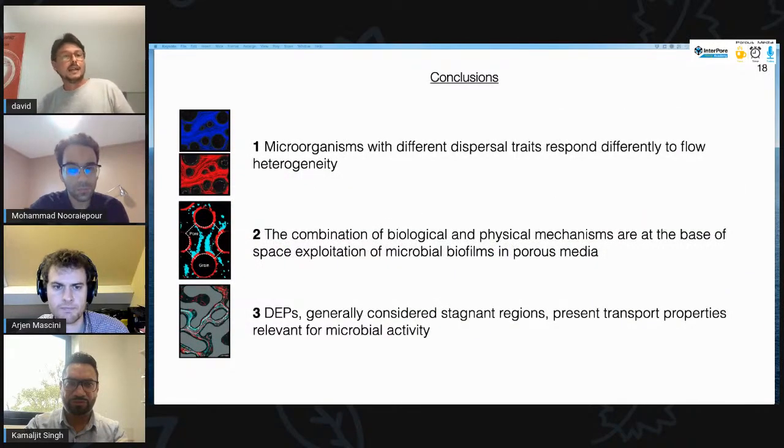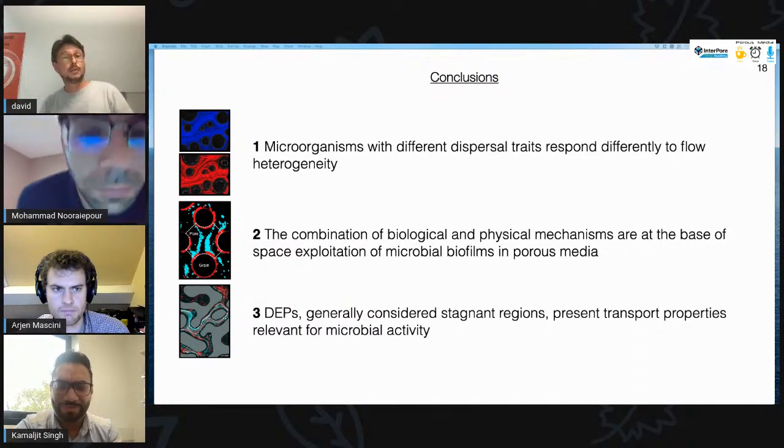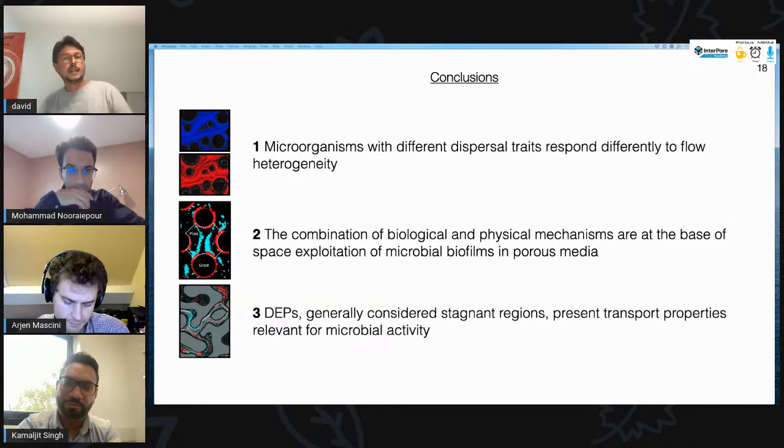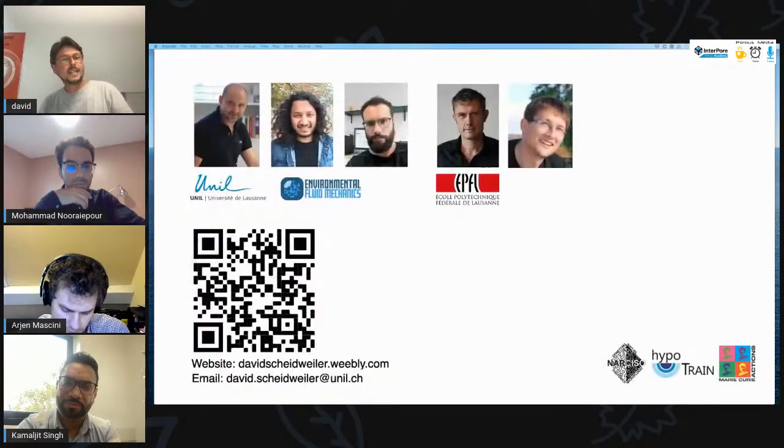Concluding, we have seen in section 1 that microorganisms with different dispersal traits, the motile and non-motile, responded very differently to the flow heterogeneity. In the second section, I tried to show you how the combination of biological and physical mechanisms is at the base of the space exploitation of microorganisms in microbial biofilms in pore systems. And finally, dead-end pores, which are generally considered as stagnant regions, actually present transport properties which can be very relevant for microbial activity.